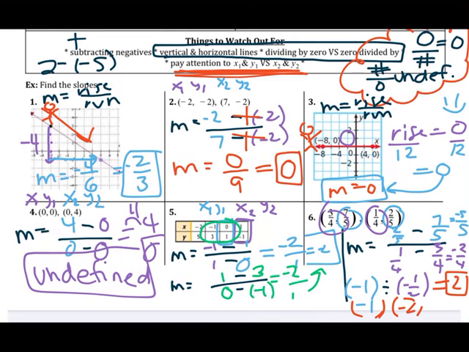If you are given ordered pairs, label one of them x1, y1, and the other one x2, y2, and then use that formula, y2 minus y1 over x2 minus x1, to find your slope that way. Be careful, watch out for subtracting negative numbers, watch out for vertical and horizontal lines, and make sure you're consistent with your x1 and y1 values.